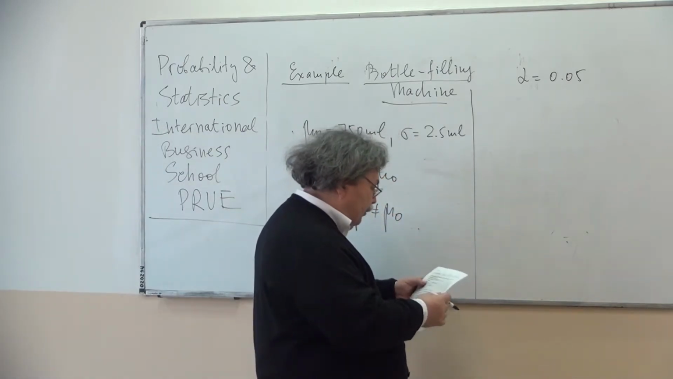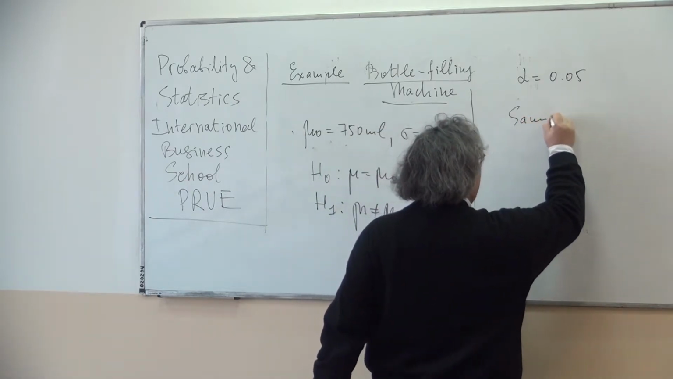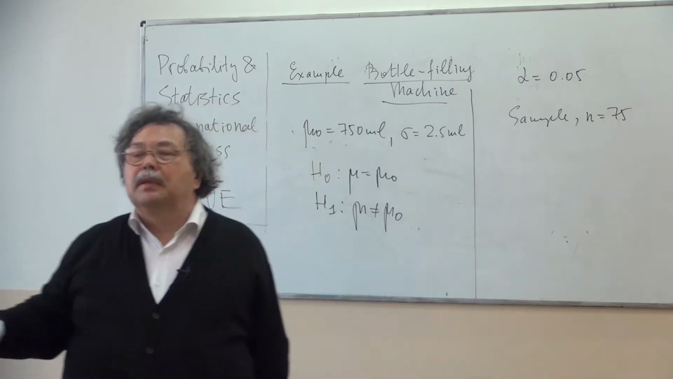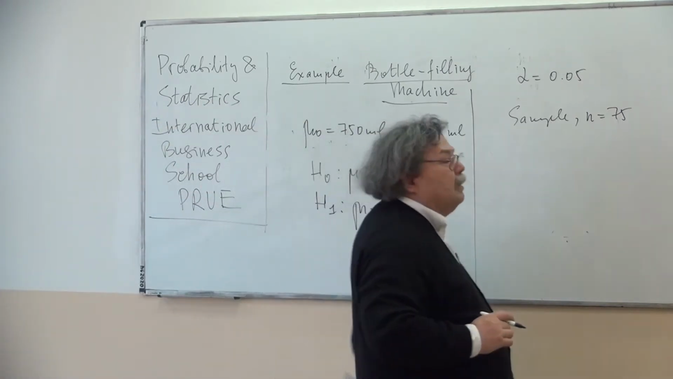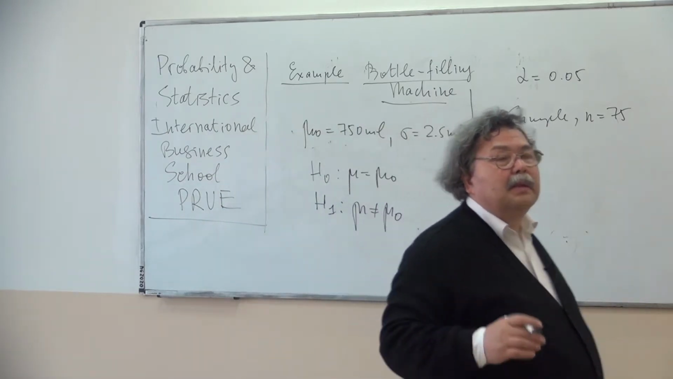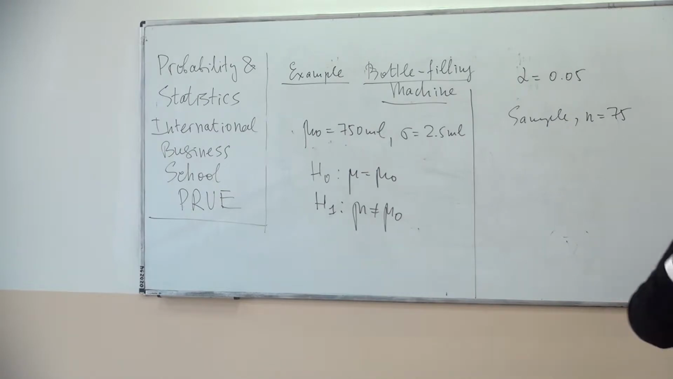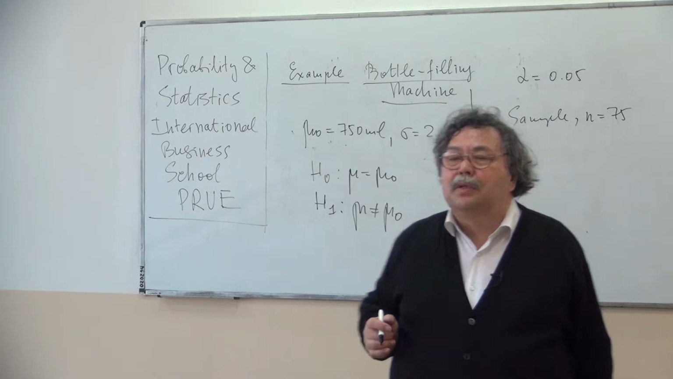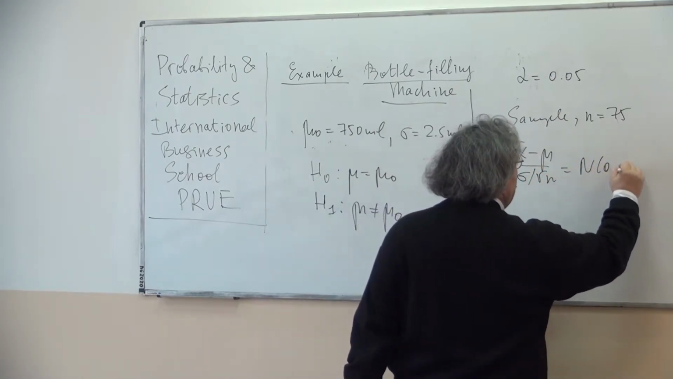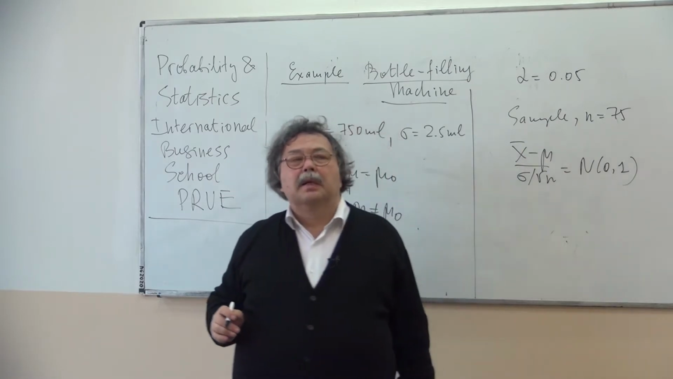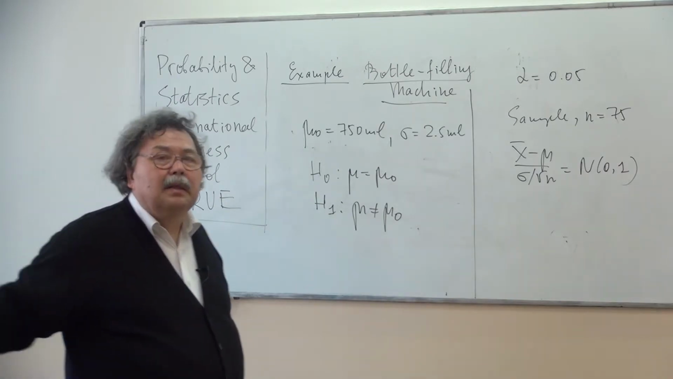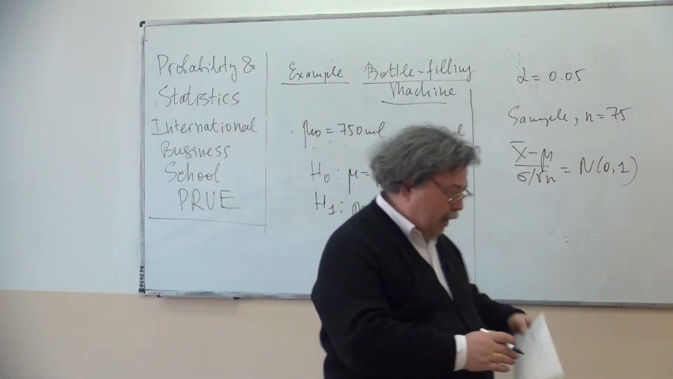Okay, and now let's do this. We take a sample. Let's say that we inspect 75 bottles filled by this machine. Because n equals 75 is considered a large sample, if you remember, in practice, any sample that is larger than 30 is considered large enough to apply the normal approximation to X bar. And let me write again this remarkable formula. Now, because n is large, we use this formula, not making any assumptions on the nature of X. Okay, again, this is the central limit theorem.